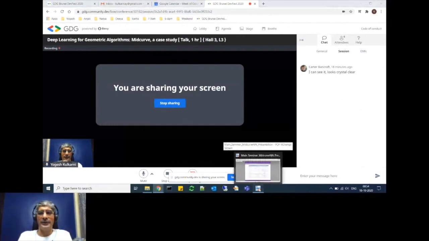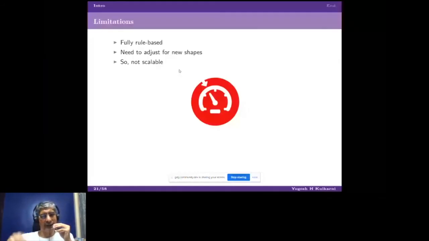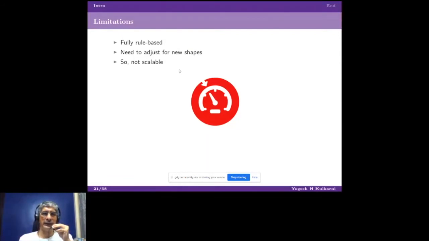Okay, so now this is the problem, and I worked on it in a rule-based manner. Given an input shape on the left, can I compute the middle curve or mid-curve? What were the limitations of my work? It was fully rule-based. If a slightly different shape comes, a curved shape, or a different type of join, then we'll have to adjust the algorithm. And of course, this is not scalable. It won't work for any thin shape, right? So these were the limitations.